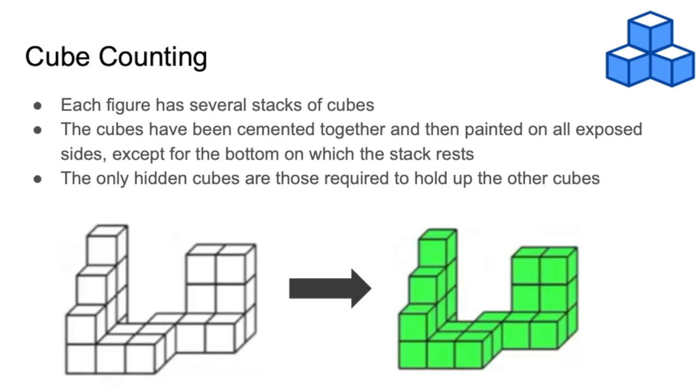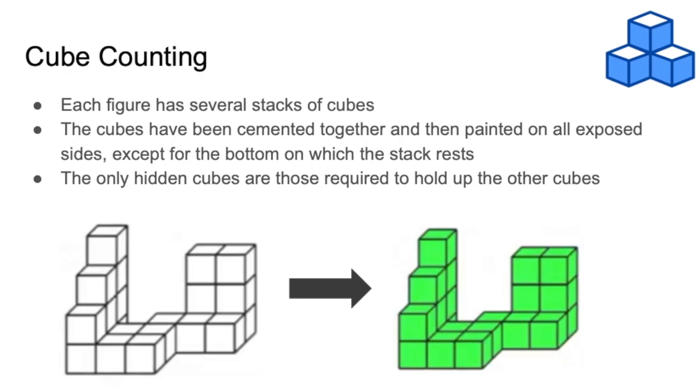This can be tricky though because you also need to count the sides that you cannot see. There can also be entire cubes that you cannot see. But there will only be hidden cubes where it would need to be to hold up an entire stack. So you won't have any floating cubes.